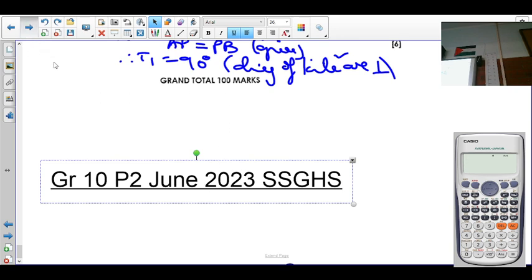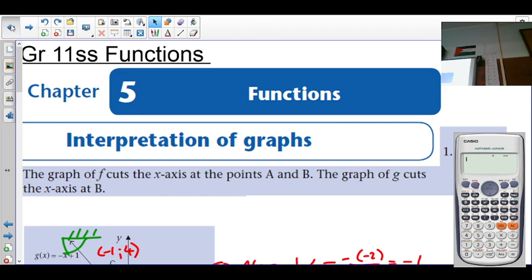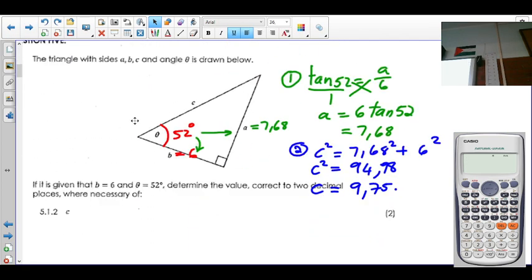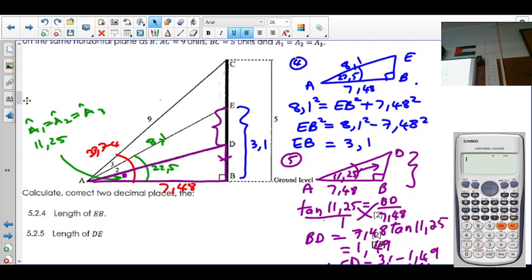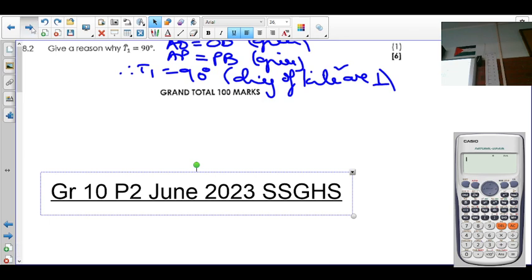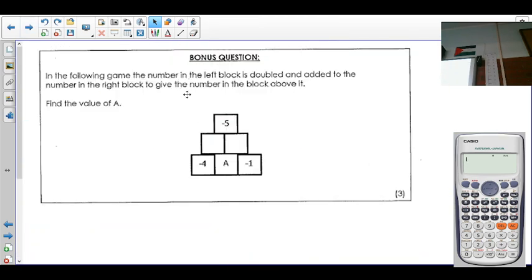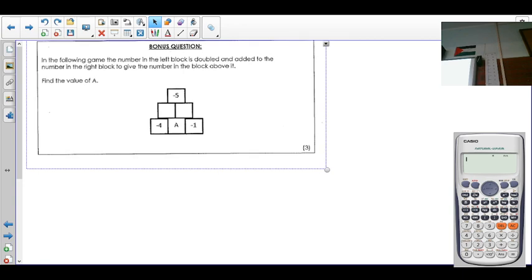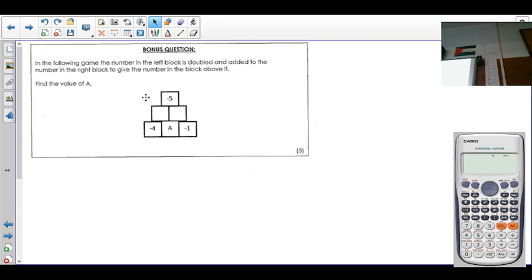The bonus question? Let's see. No bonus question. Okay, I didn't cut it. Oh, wait. Here it is. Okay. In the following game, and you're saying you don't want to play games in your exam? Yes. But okay.